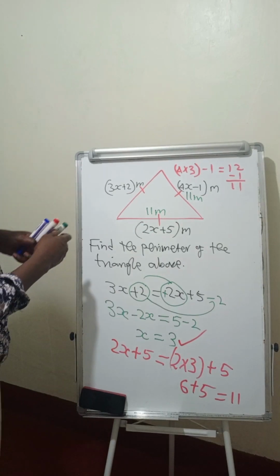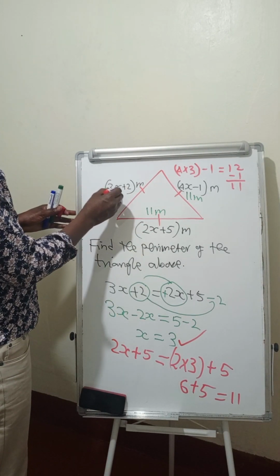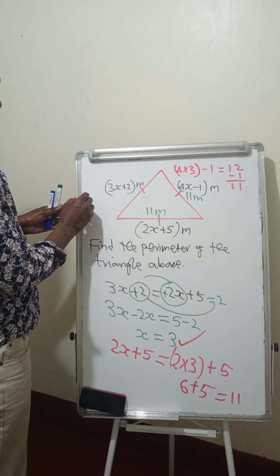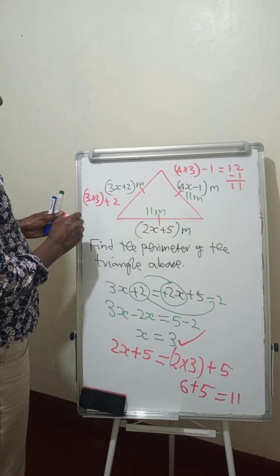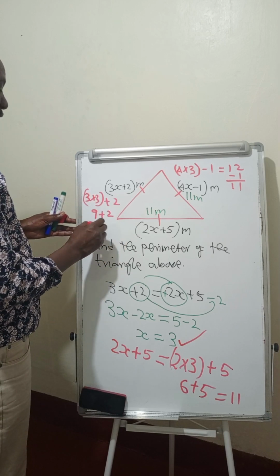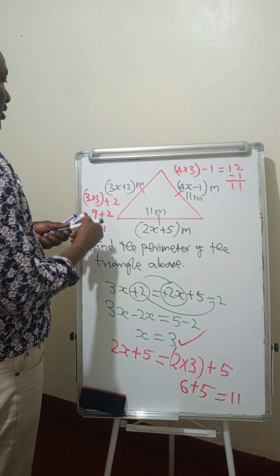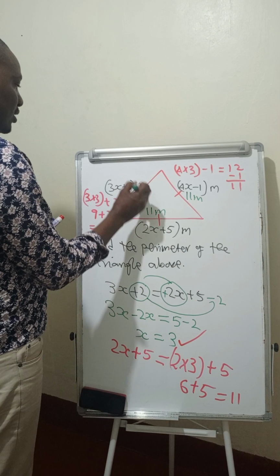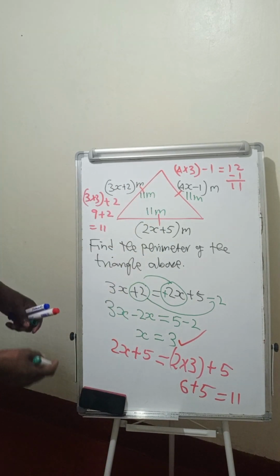Good. This one also, you can solve it. 3x, which is 3 times 3. Then add 2. 3 times 3 is 9. Plus 2, you'll get 11. You can see now, this side is also 11 meters. So we have proven it.